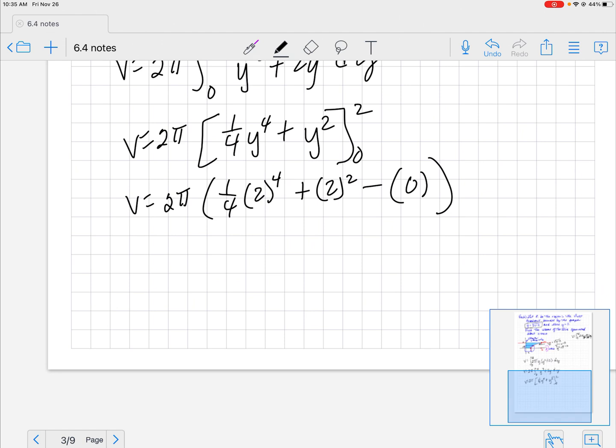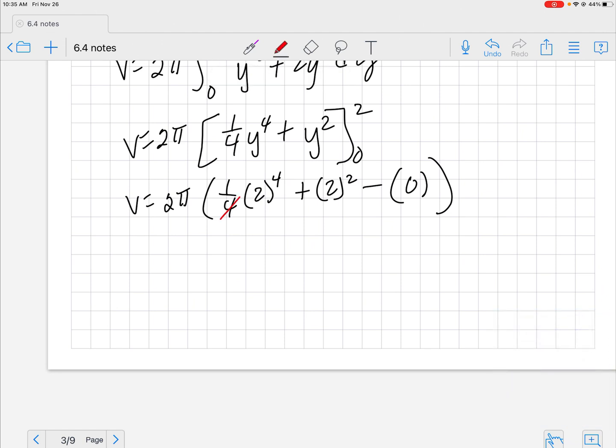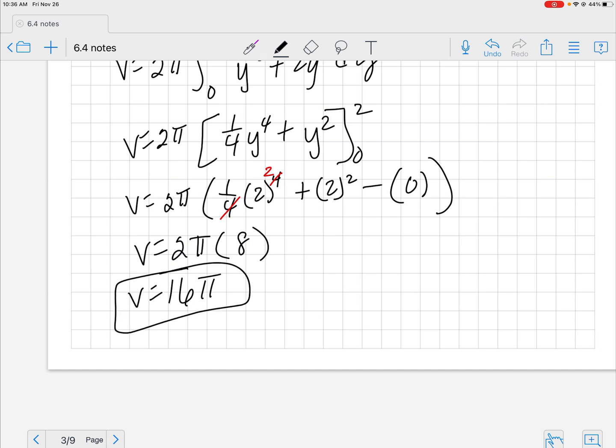Now here's the beauty of this when you've got all these 2's in here. 2 of those 2's take out 2 of those, right? Nice. And that number sense really pays off. And I've got 4 plus 4, which is 8. So my volume here is 16 pi.